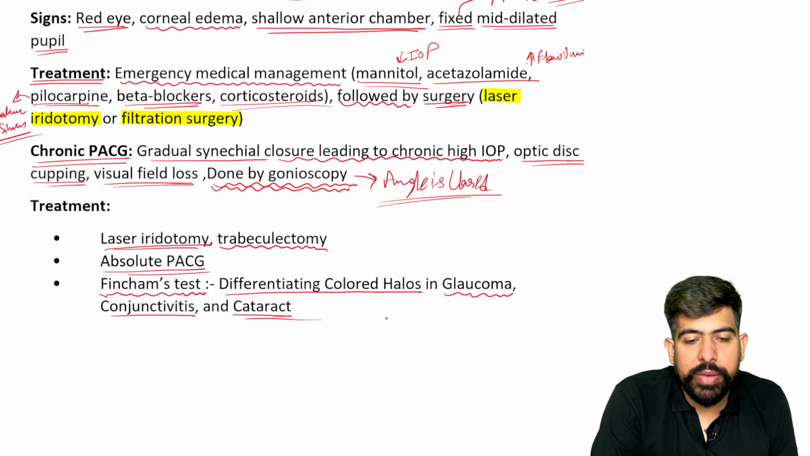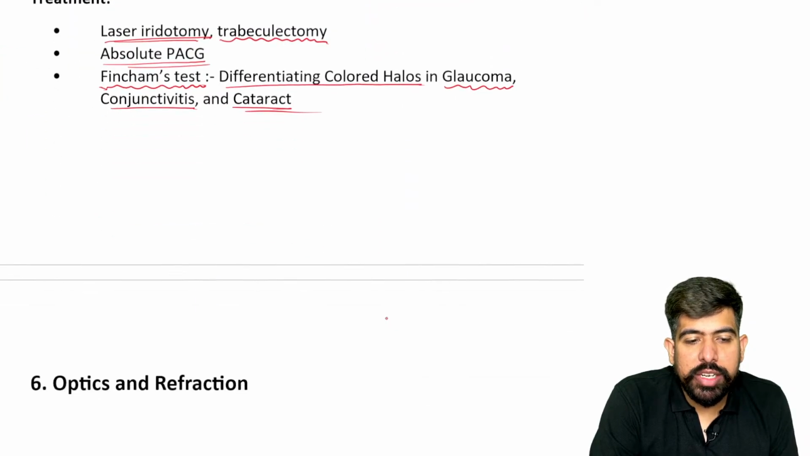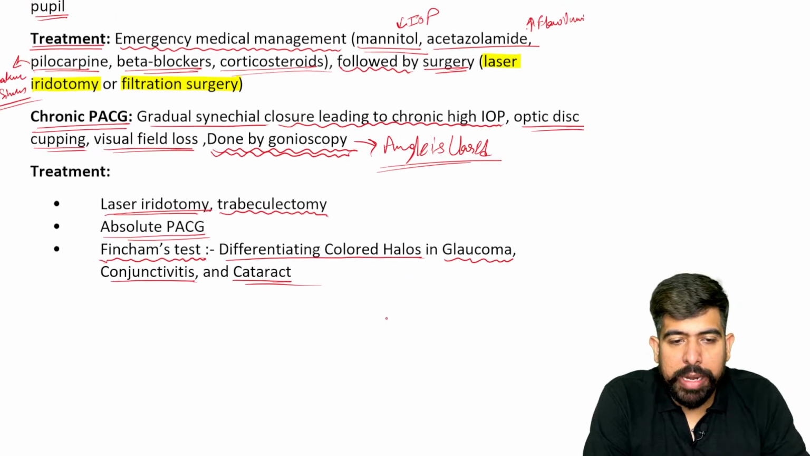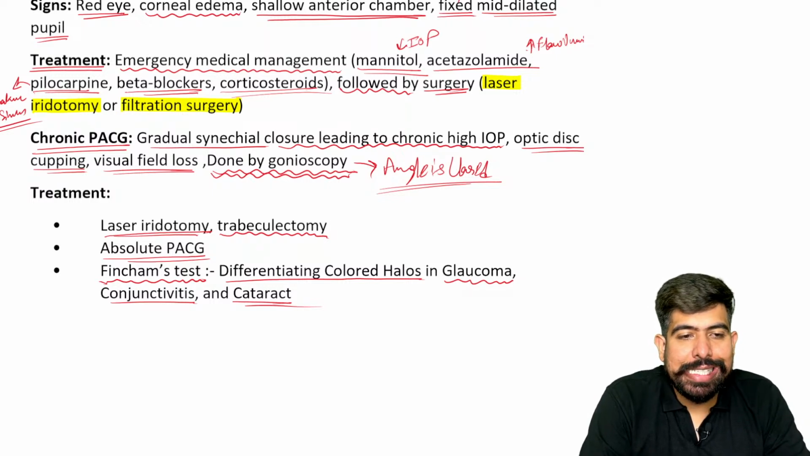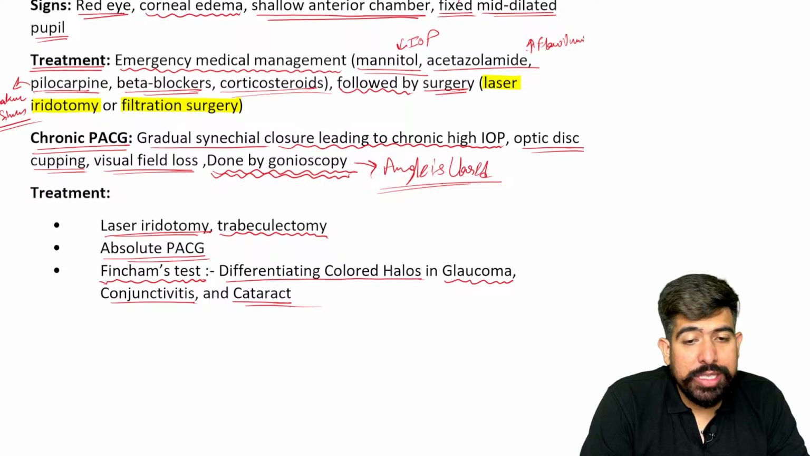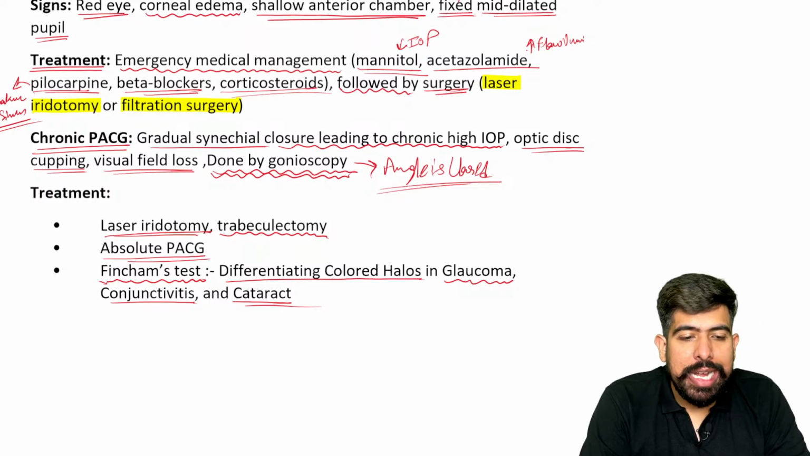The color halos which are coming from here are due to glaucoma, conjunctivitis, or the cataract, right? So here we finish with the two important diseases, which are the cataract and the glaucoma, because they always and always come into your exams.